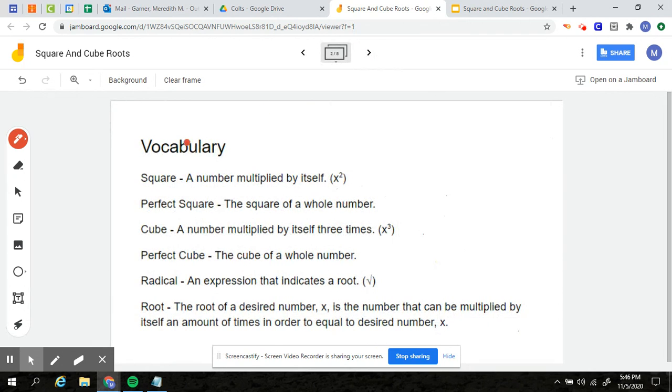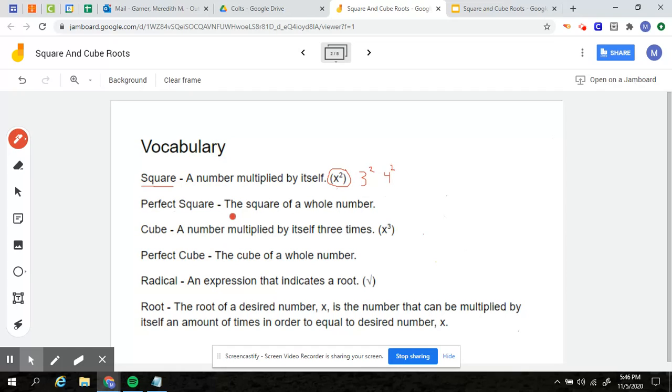So quickly starting out with some vocabulary, first of which is a square. You should already know this from our exponents unit, but this is anything raised to the second power. So for instance, x squared, it can also be numbers. So 3 squared or 4 squared, anything raised to the second power we call squared.